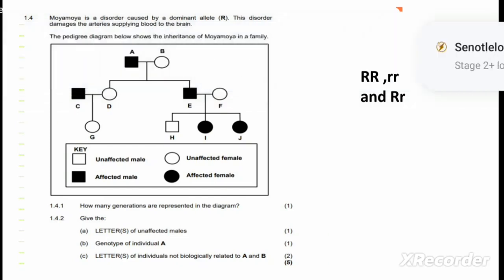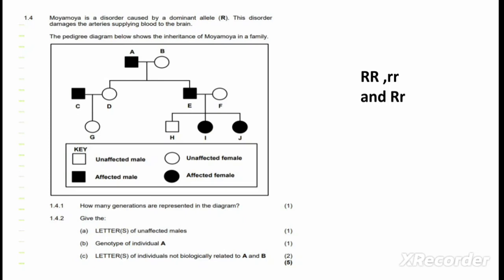So this man could be the big two R's because he's affected, or he can be the heterozygous, capital letter R and small letter r. But which one is he? How do we find that out? We look at his children. So now let's take capital letter RR first.